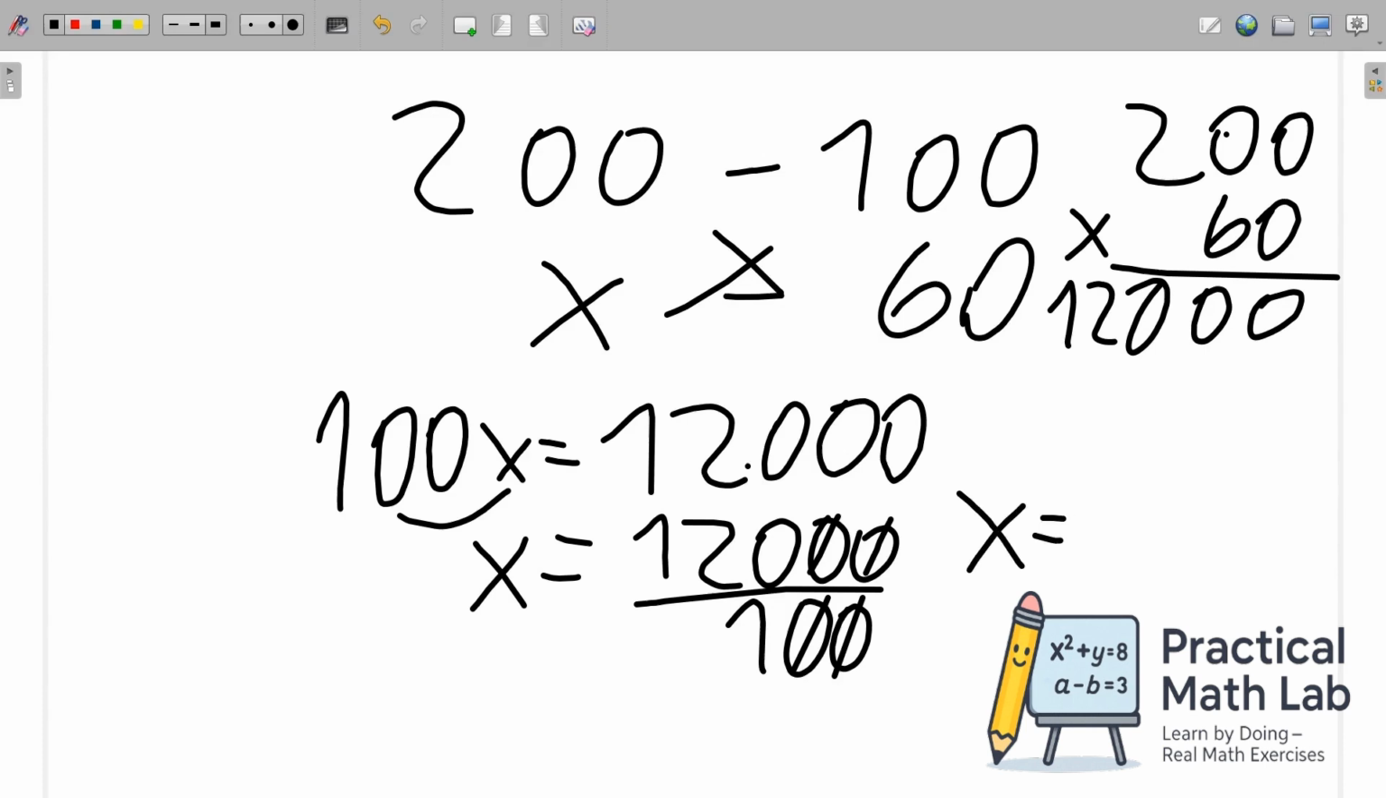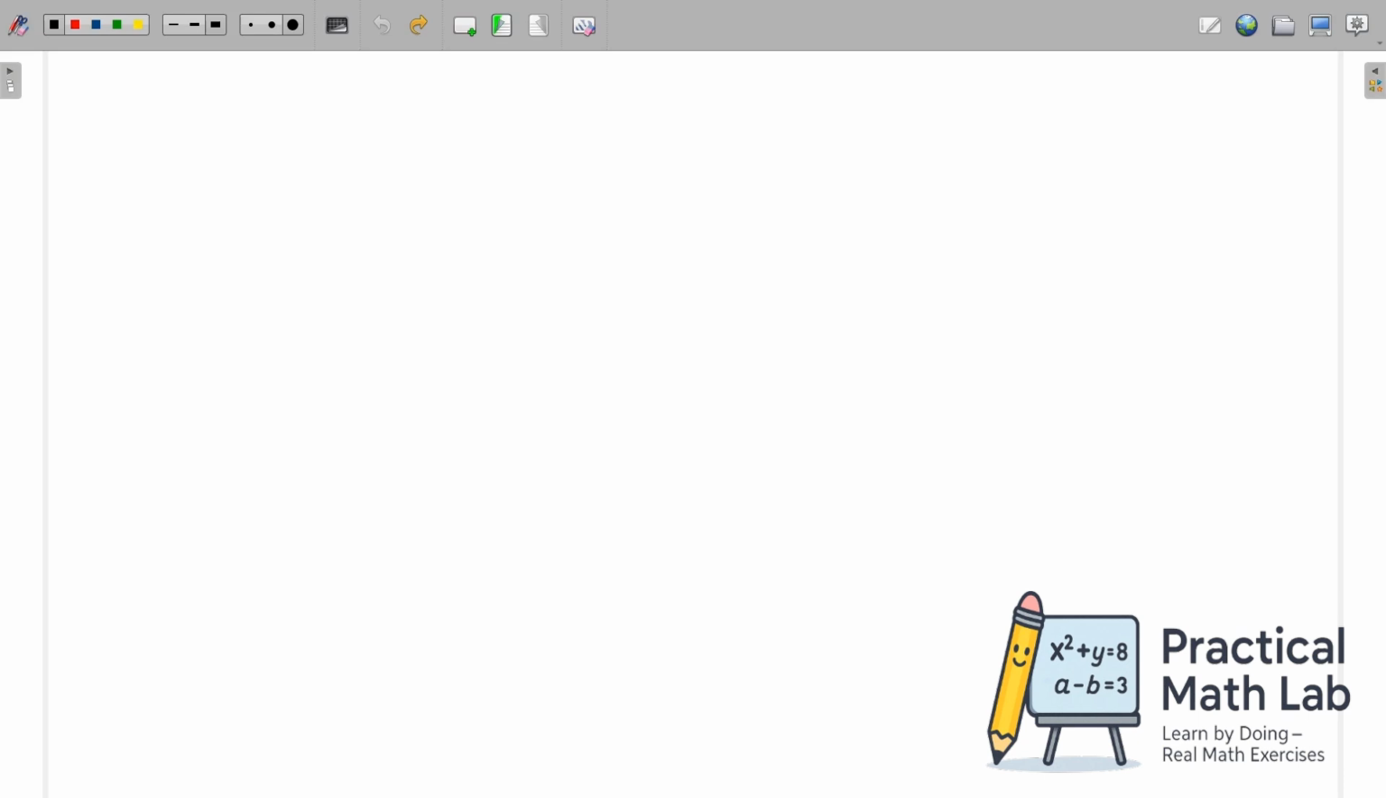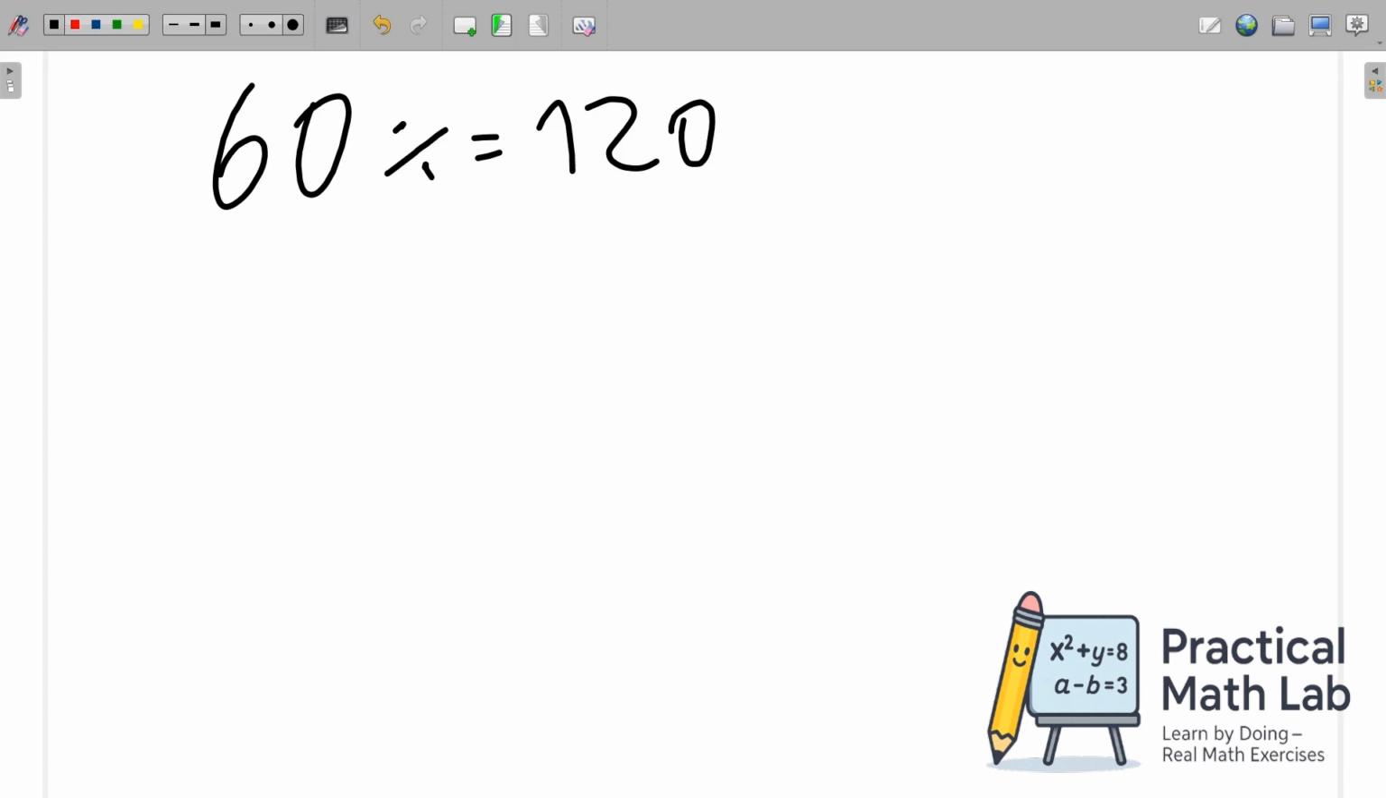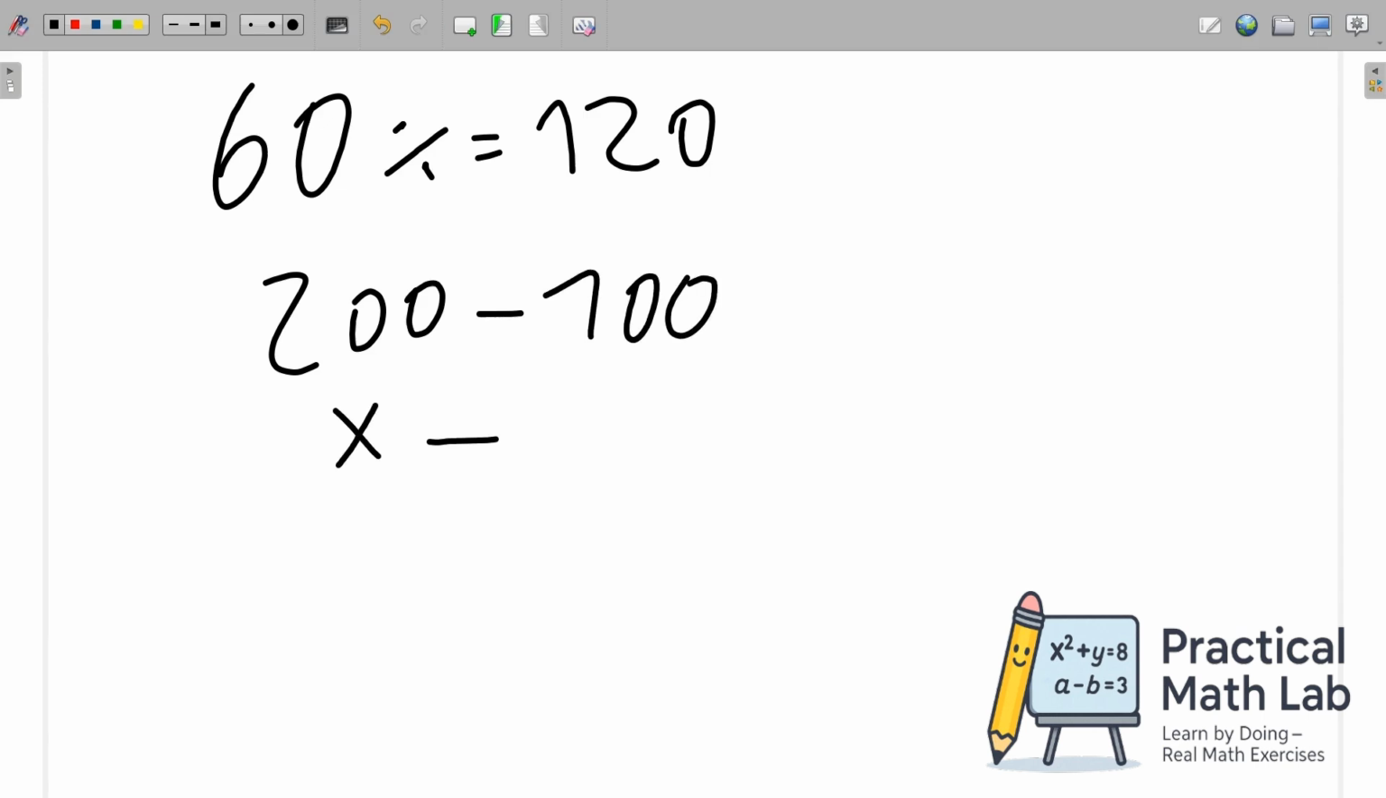60%. X equals 120. Now, the problem says that a certain amount of water was taken out of the tank, and now it's at 35%. We know that 60% is 120. For 35%, let's use the same logic here. 200 is 100%. X is 35. Let's do the cross multiplication here.